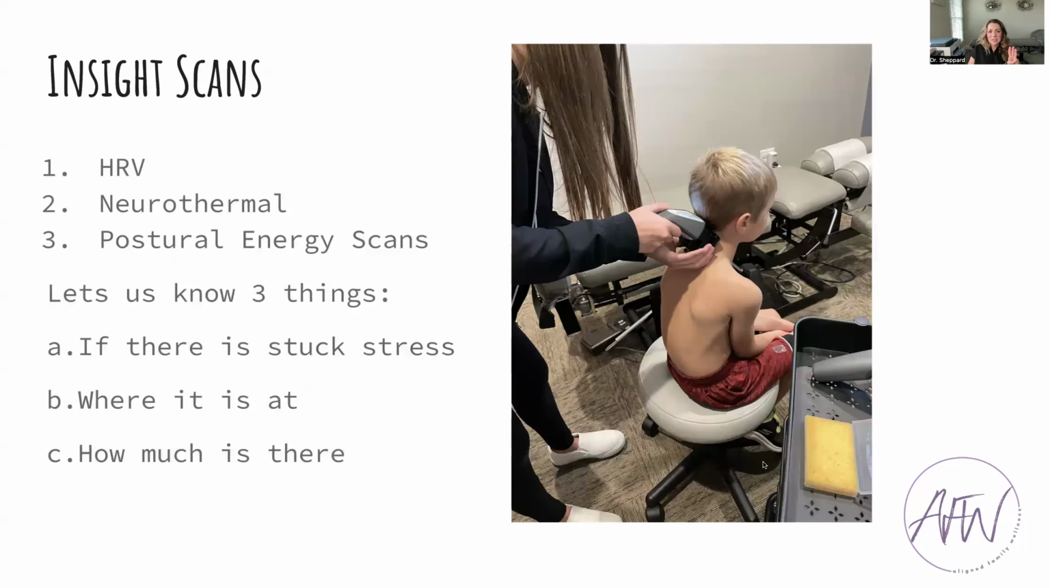So we have 3 scans. HRV, which is heart rate variability, which tells us how stressed your kiddo's nervous system is. A neurothermal exam, which is just a quick roll of an instrument down the spine to check for spinal nerves. And if they're old enough, they can sit up by themselves. We do a postural energy scan, which is what Laura is showing here. They're super easy. There's no emissions, so there's no radiation. We do them on our pregnant mamas and even our newborn babies.